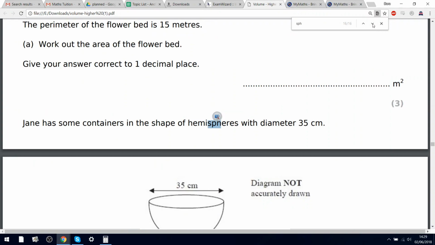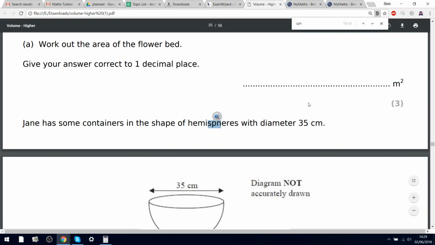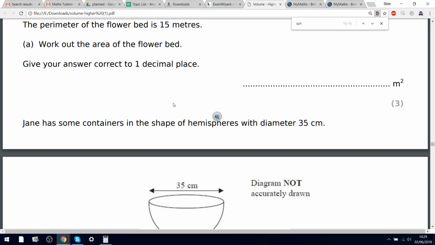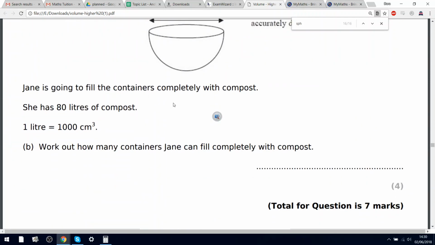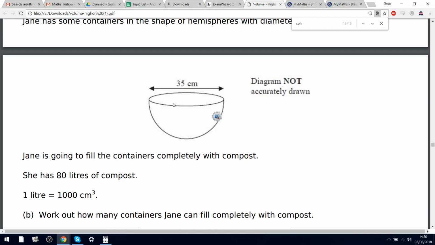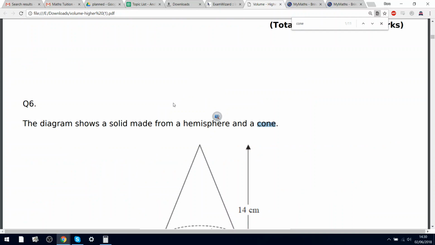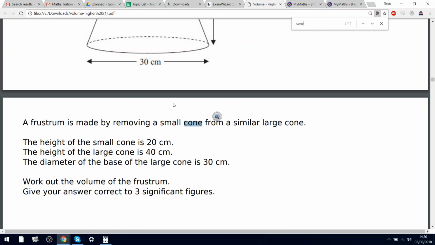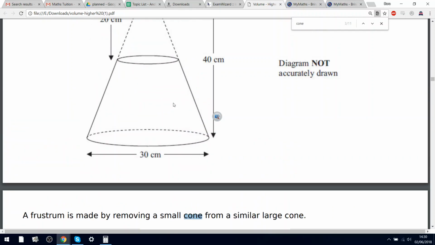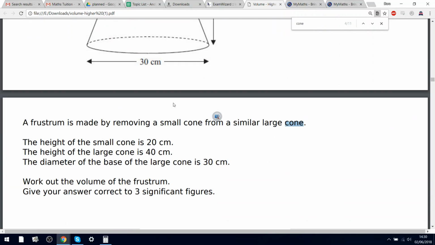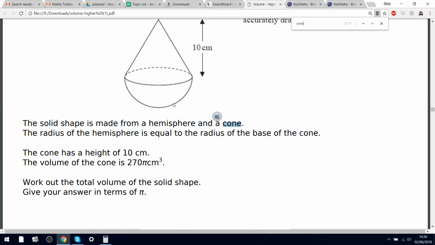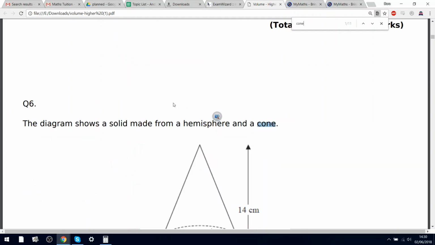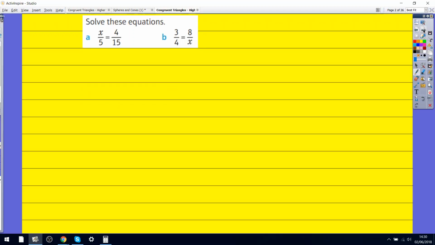So that was that. Okay, hemisphere. I think you'll be fine for that. Hemisphere and the cone, you're okay. We did that question. That's it. Okay. You're gonna be fine, I think.